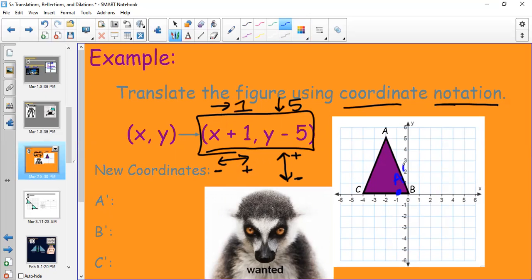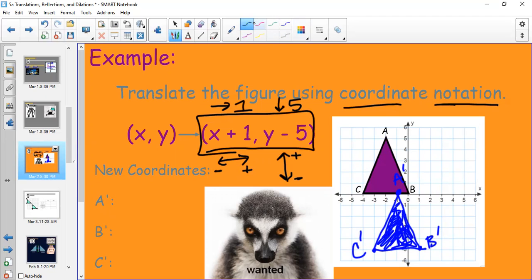And we'll call all the new points, again, prime. So right 1, down 5, that'd be B prime. C, go right 1, down 1, or sorry, down 5, that'd be C prime. So this is our new shape. Notice same size, same shape, congruent. That's a good sign. If it's not congruent, we made a mistake.